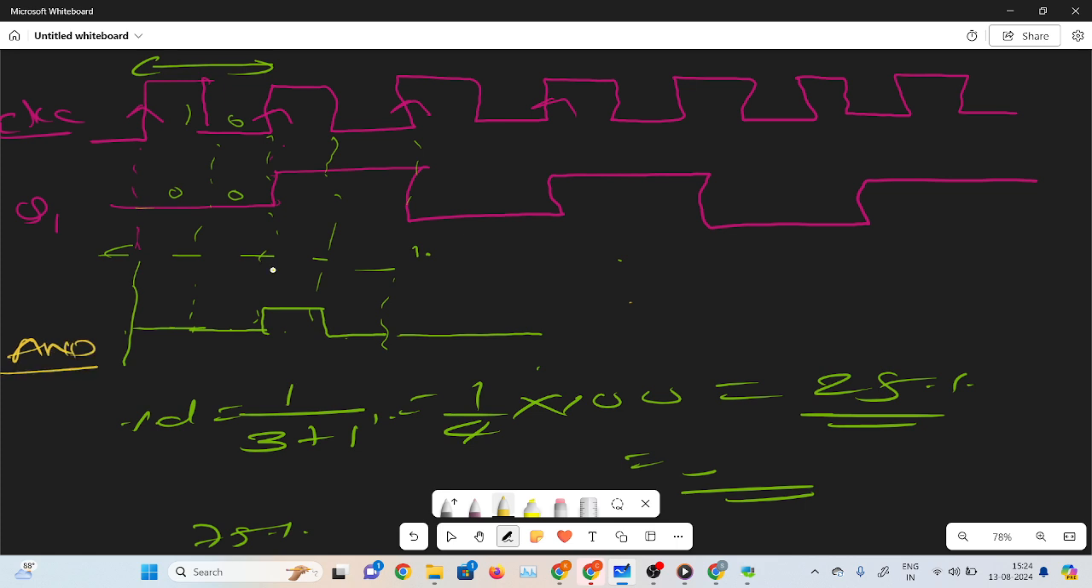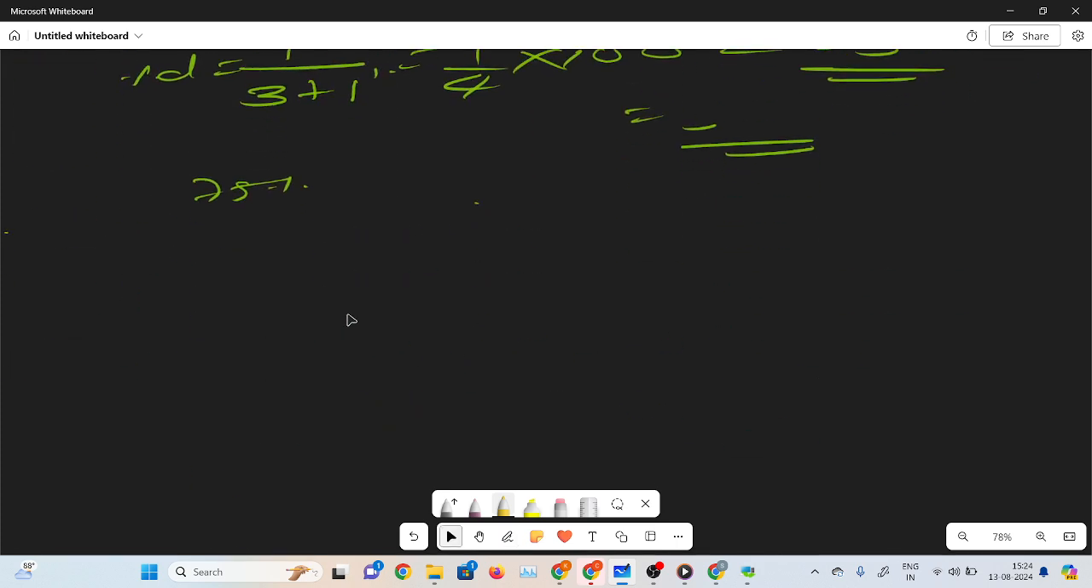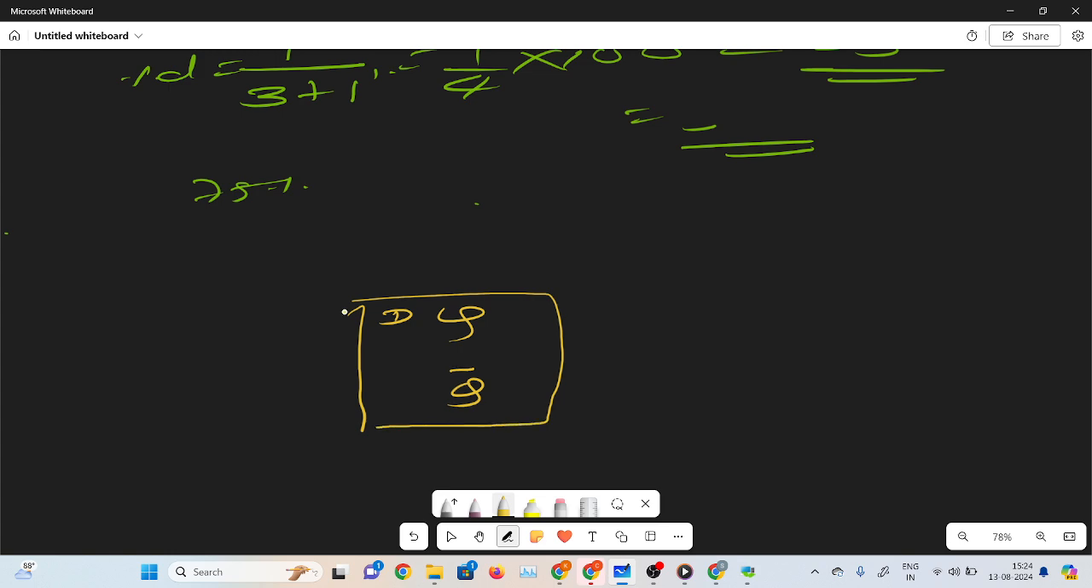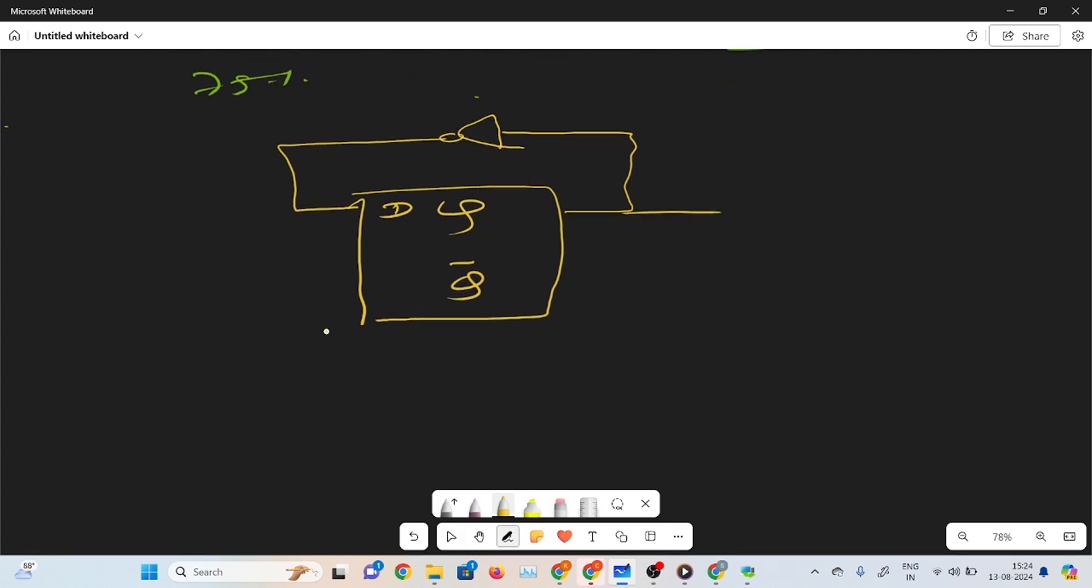So don't tell like that. Here I'm making the circuit again, with D, Q and Q bar. If you ask like that, sir, design the circuit, then okay, I'm writing the circuit also. So this is the F by 2 circuit with 50% duty cycle.